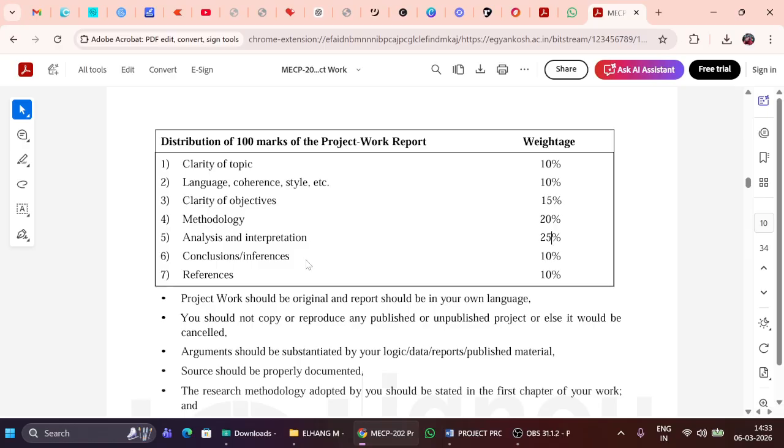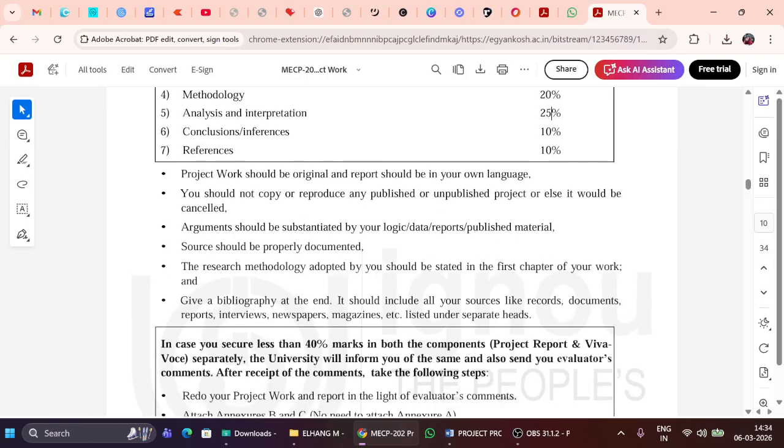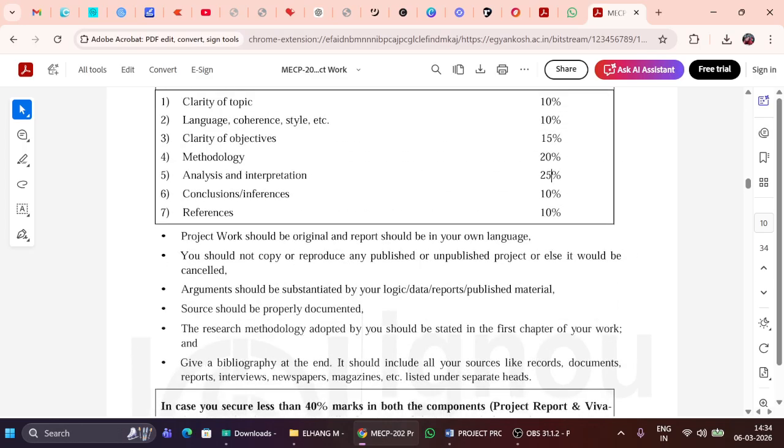Okay, conclusion and inference 10% and references 10%. Okay, so in this way the marks have been divided into 7 parts.